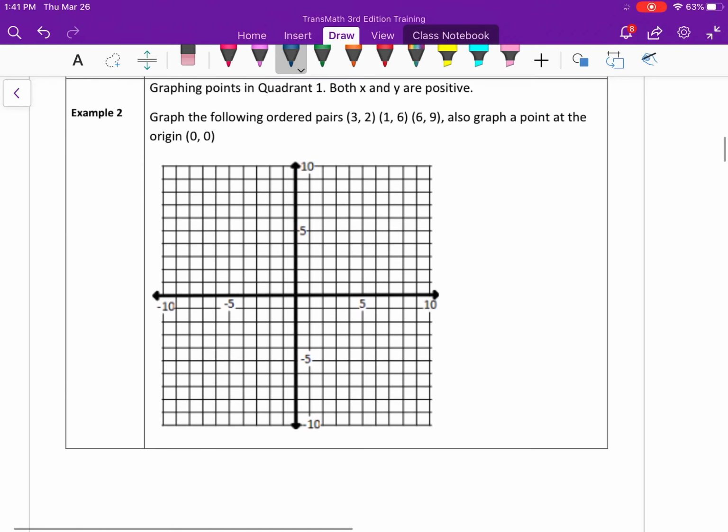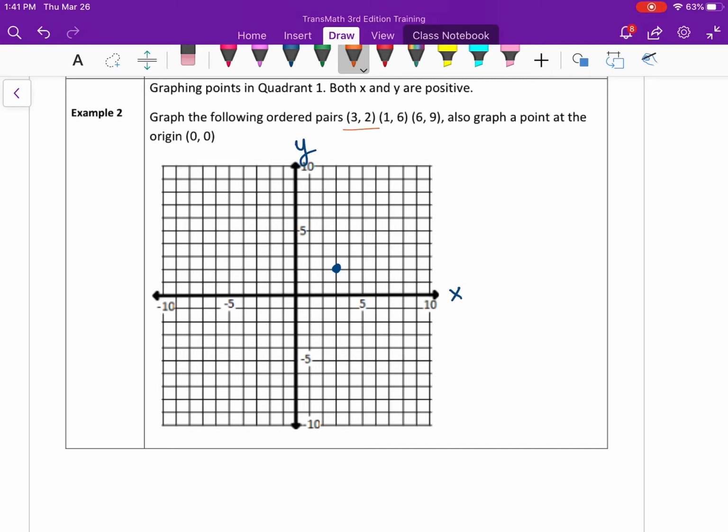We're going to start in quadrant 1 first, which remember was this quadrant right here. In quadrant 1, both x and y coordinates are positive. Remember, this is our x-axis and this is our y-axis. So to graph the point 3, 2, that's telling me that I want to go from the origin. I start at the origin, I go to the right 3, and then I go up 2, and I put a dot right there. So that would be my first point, 3, 2.